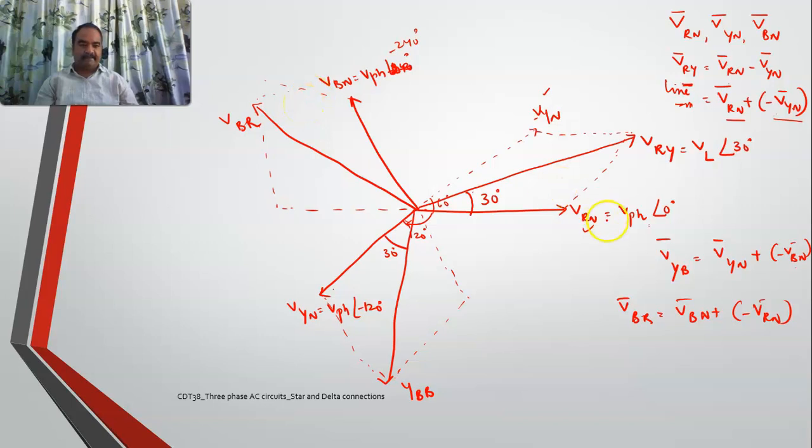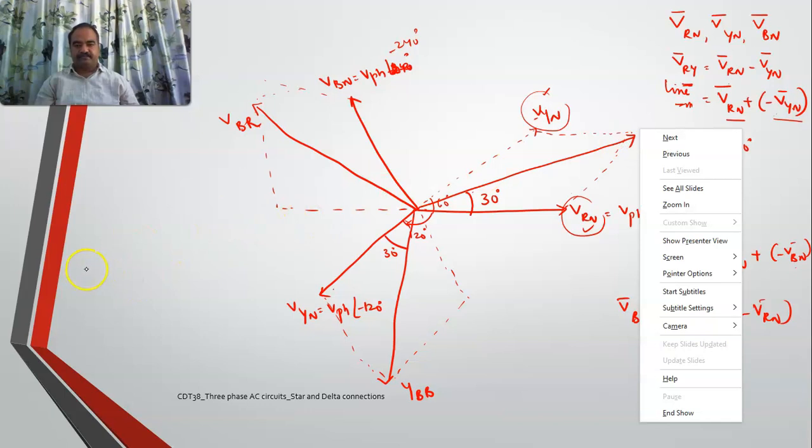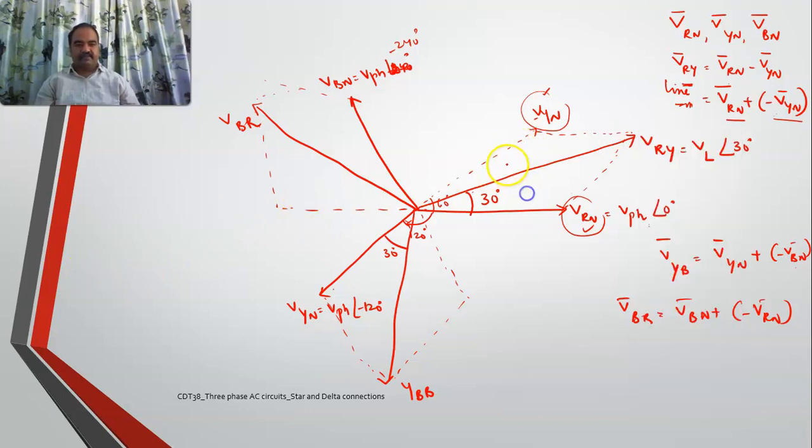Now if you carefully see, this is VRN, this is minus VYN. If I join these two, I am getting VRY. What is its magnitude? Both these vectors are the same in magnitude, each is V phase. But what is the angle between them? It is 60 degrees. You know that for two vectors, the resultant is the square root of V1 square plus V2 square plus 2 V1 V2 cos phi, where phi is the angle between the two vectors.